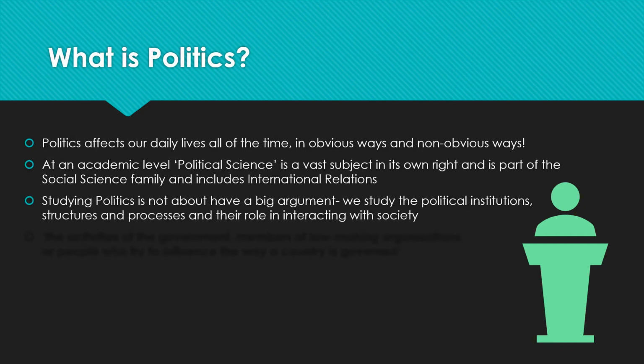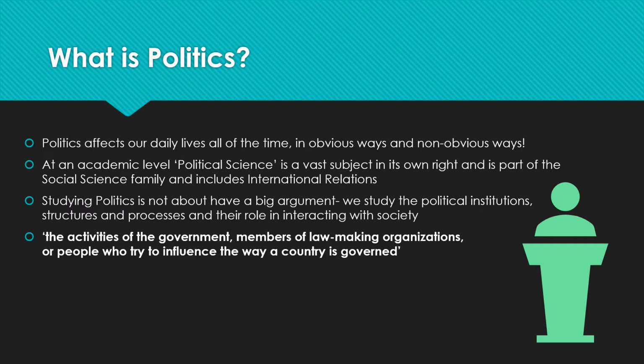So studying politics then is not about sitting around debating and deciding who we think the best politician is. What we actually do is study the political institutions, structures, and processes and how they interact with society. Politics is about people, not about politicians. So the activities of governments, members of lawmaking organisations, or people who try and influence the way a country is governed. That's a really good definition for what politics is. And the last bit is really important. We really look at how ordinary people interact with these institutions as well.